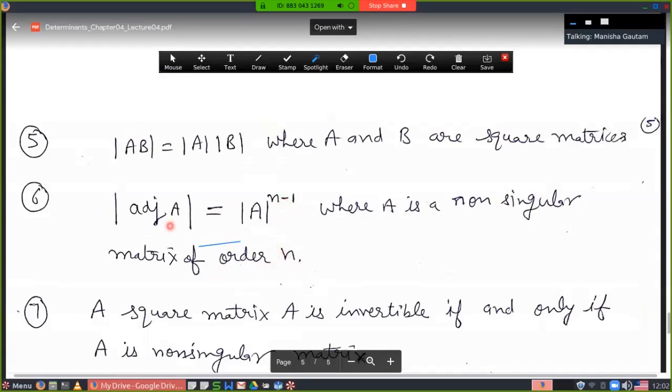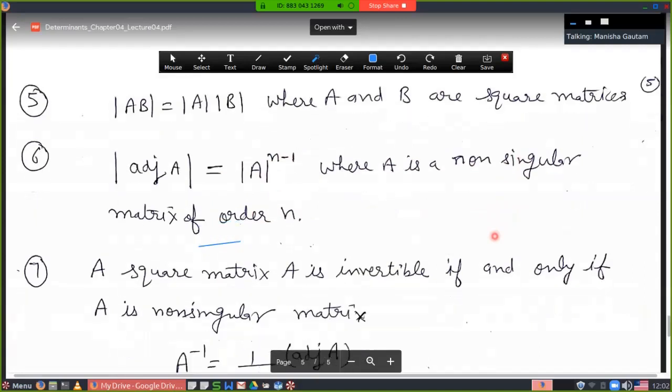What is the order of A? Then here it is n minus 1, where A is a non-singular matrix. It means its determinant value should not be equal to 0.